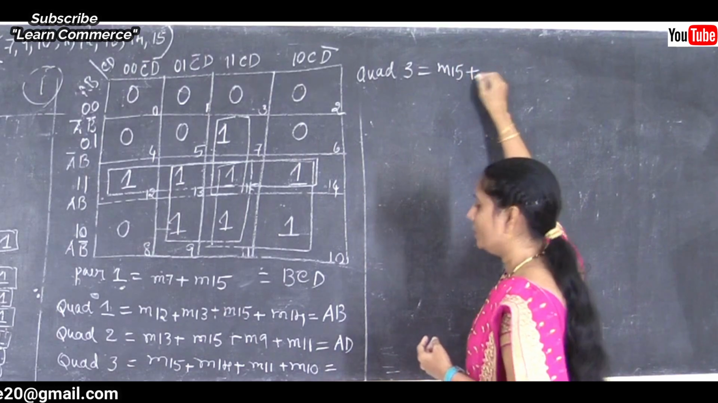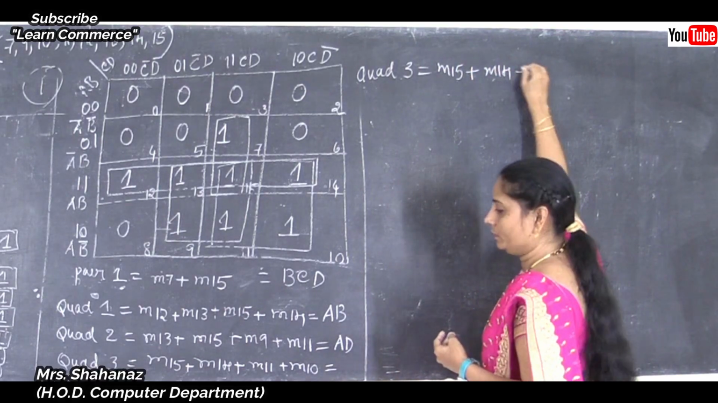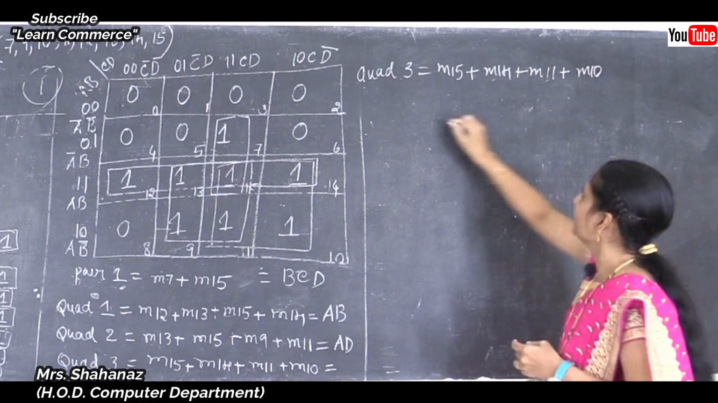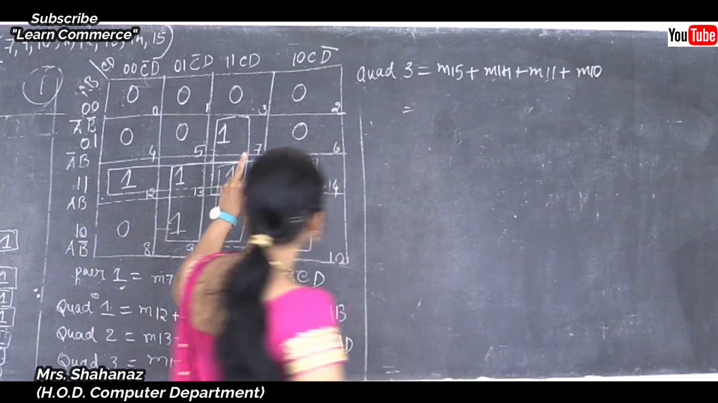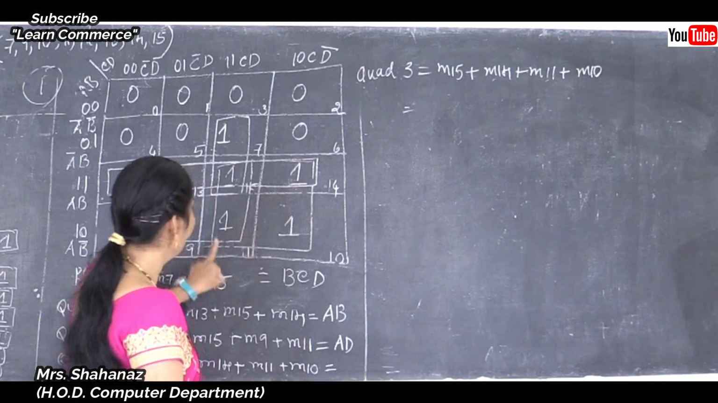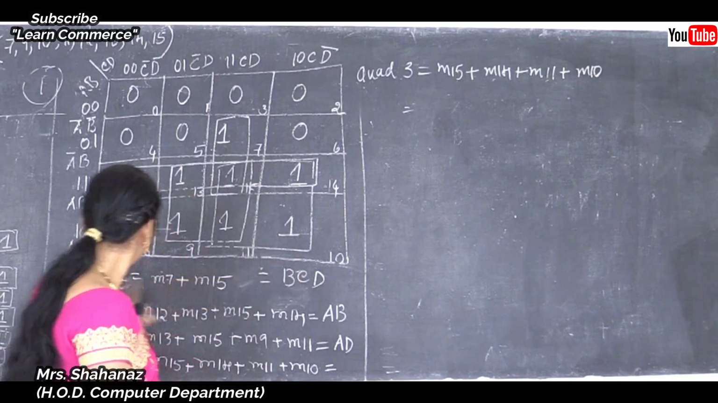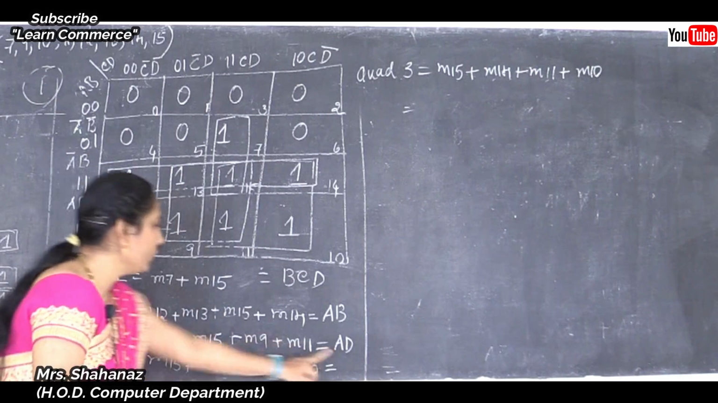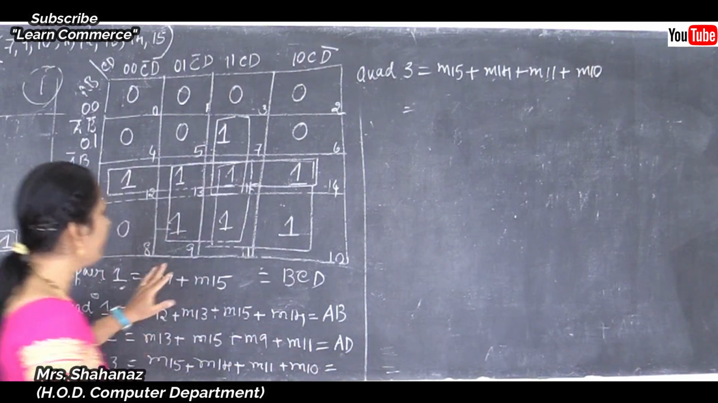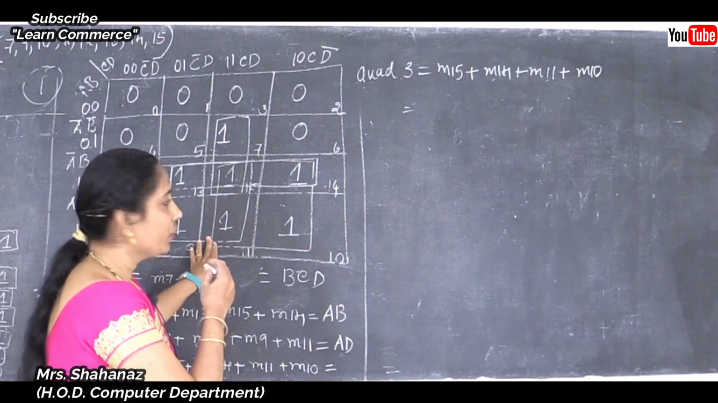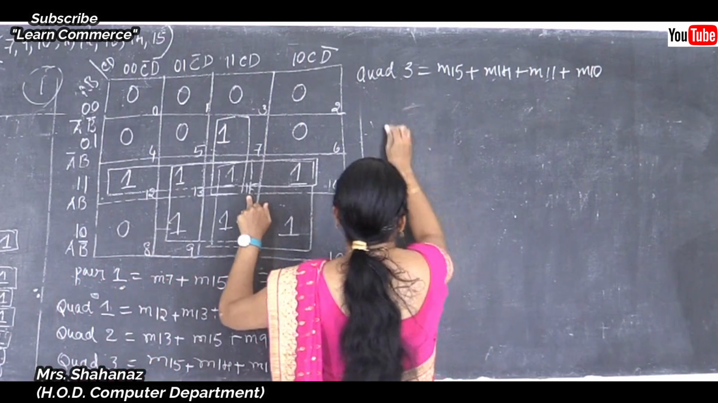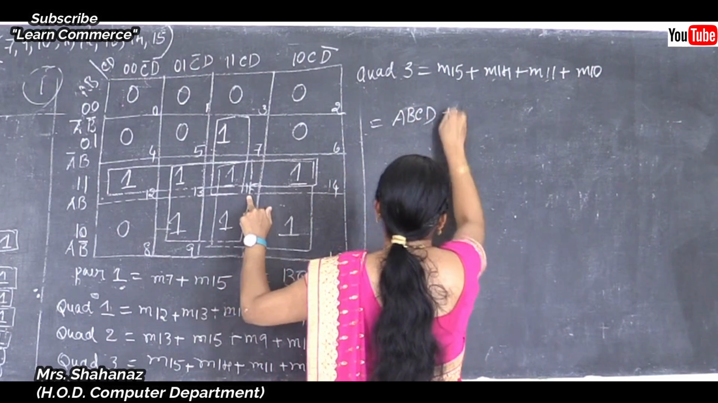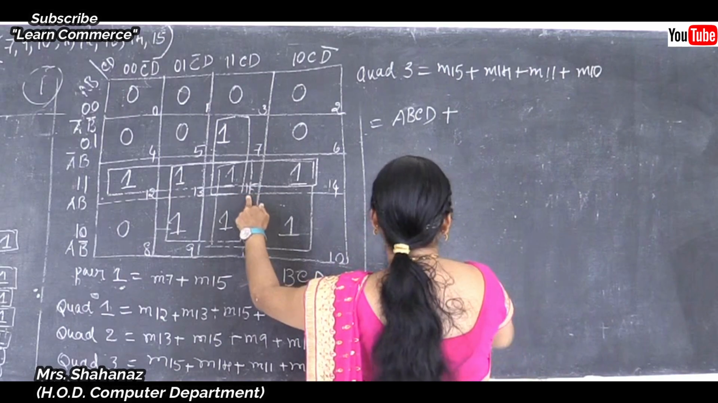15, 14, 11, 10. Now 15, 14, 11, 10. We know that pair 1 is B, C, D, quad 1 is A, B, quad 2 is A, D, quad 3. Now we need to find out the value. Clear this point? Now A, B, C, D, the 15 value, no doubt, we can write the value A, B, C, D, and after that 15 is over.